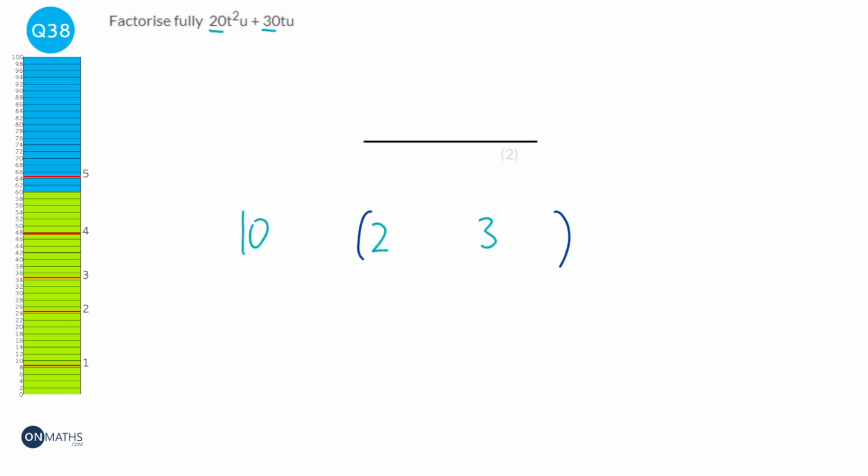Next I'm looking at the t terms. We've got t squared there and a t there. So we can divide out a t, but that will leave a t on the first term. And finally I'm going to look at the u, and there's just a u on both of them I can factorise out, and actually that just leaves nothing on the inside of the bracket.